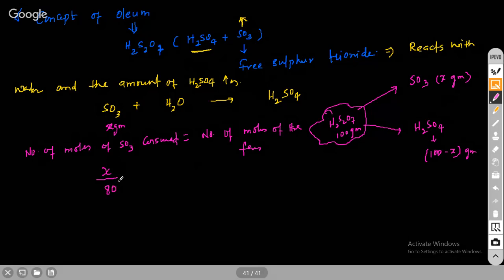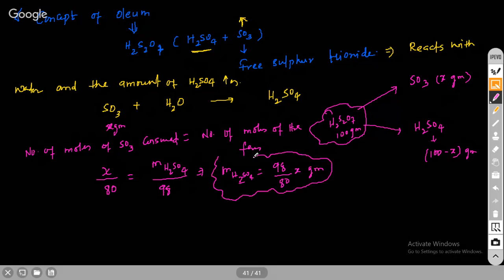80 for SO3, and that will be equal to the mass of H2SO4 that forms here, and we do not know the mass of H2SO4 here, divided by the molecular mass of H2SO4, 98. Right? So the mass of H2SO4 we get by this reaction, M of H2SO4, is 98 by 80 x gram. This is the mass of H2SO4 we get from free sulfur trioxide when we dissolve it into water.